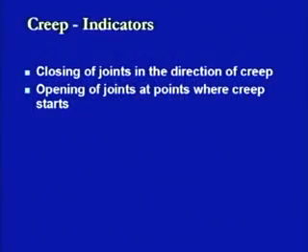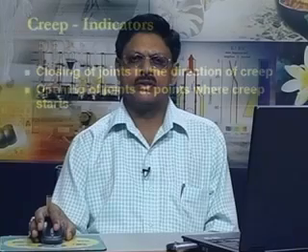Another aspect is that there may be an opening of joints at points from where the creep starts. This is just the other end of the rail section which is moving. At one end the rail section is trying to close the joint at which it is jointed with the other rail section, whereas when it is trying to move in one direction, obviously on the other end of that rail section it will try to open out. Therefore, there are two things happening simultaneously. At one end it is closing the joint, at the other end it is opening the joint.